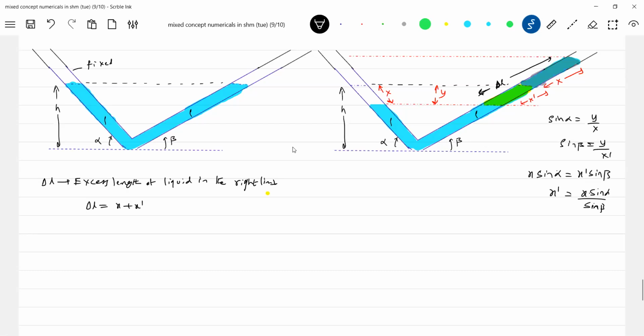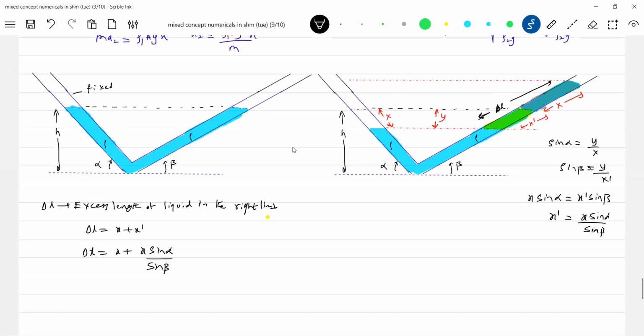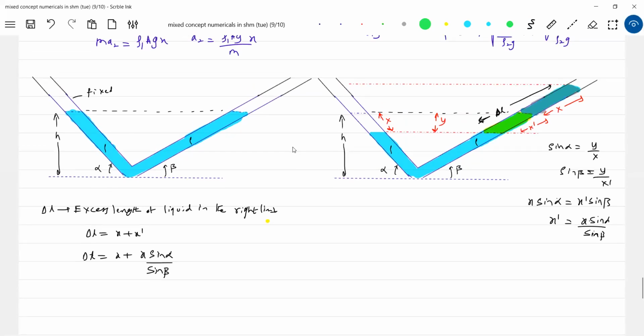So let me replace that. What is x dash? x sine alpha over sine beta. Now you can ask questions. So what are you actually doing? See, what is the basic idea? It's in equilibrium. When I press this, the liquid will get displaced. So the weight of this excess liquid, the weight of this particular length of column, will produce a restoring force, and that will make the liquid accelerate.